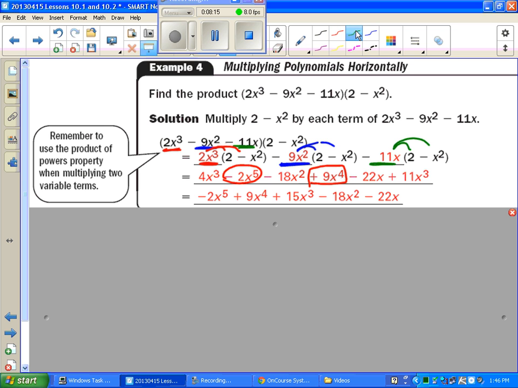Then we have two of them finally that show up with x to the third. We have 4x to the third combined with 11x to the third. When you add 4 plus 11, you get positive 15x to the third. Then we only have 1x squared. That's negative 18x squared. And we only have one negative 22. We only have 1x to the first power. Notice this is written in standard form because the exponents go 5, 4, 3, 2, and then 1 that's not shown.